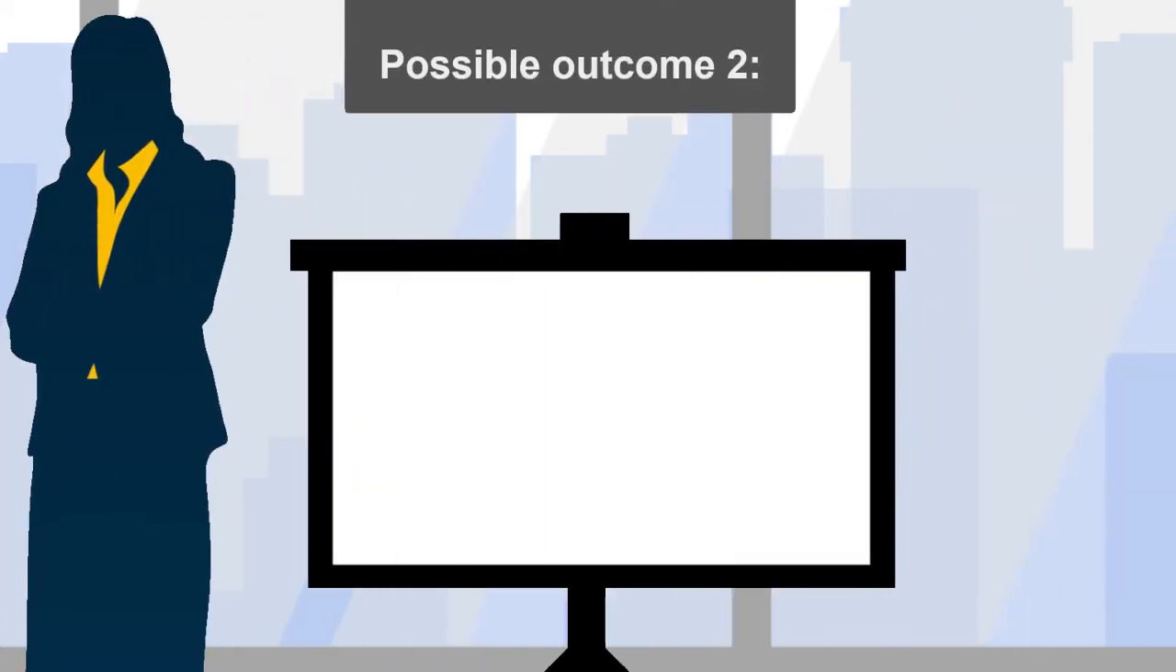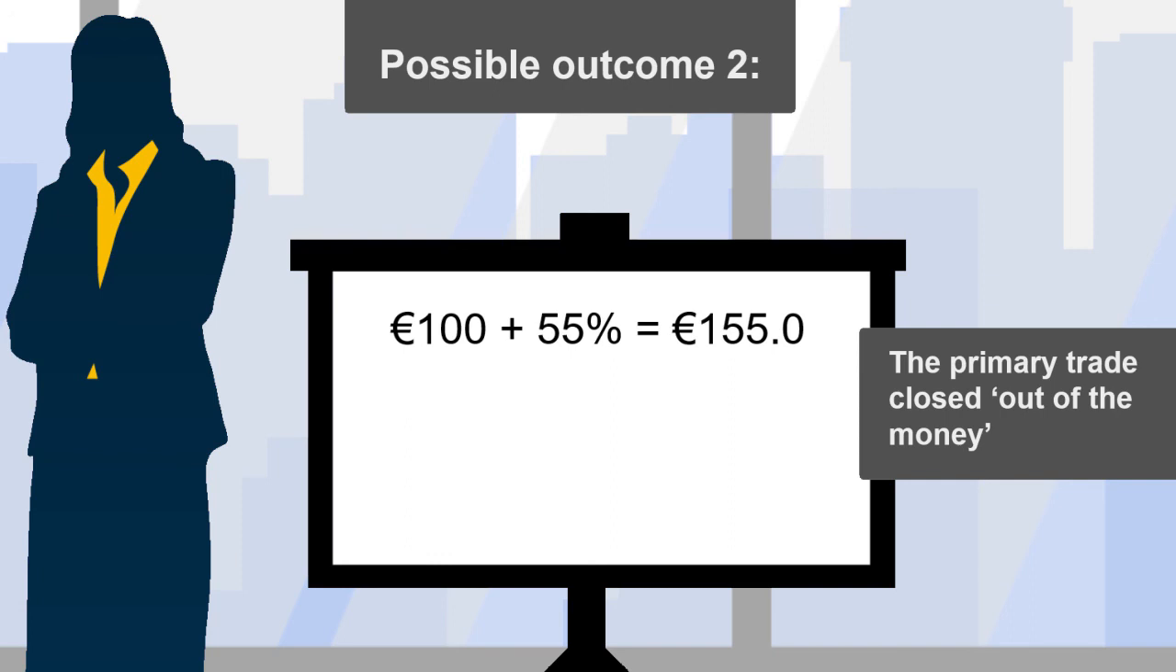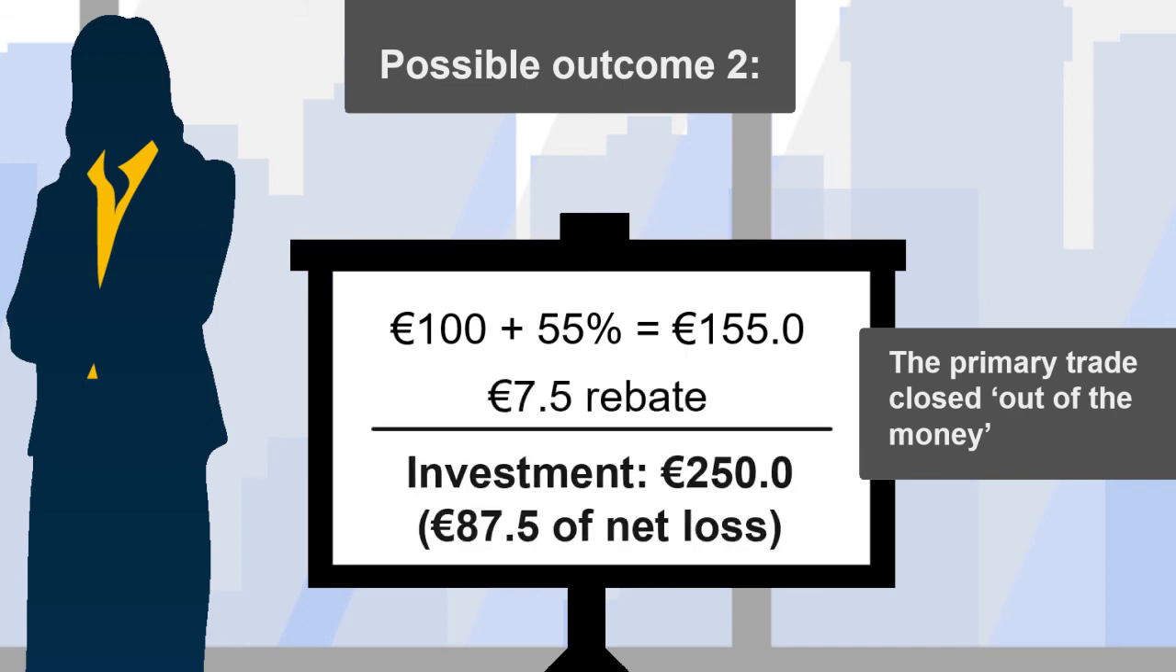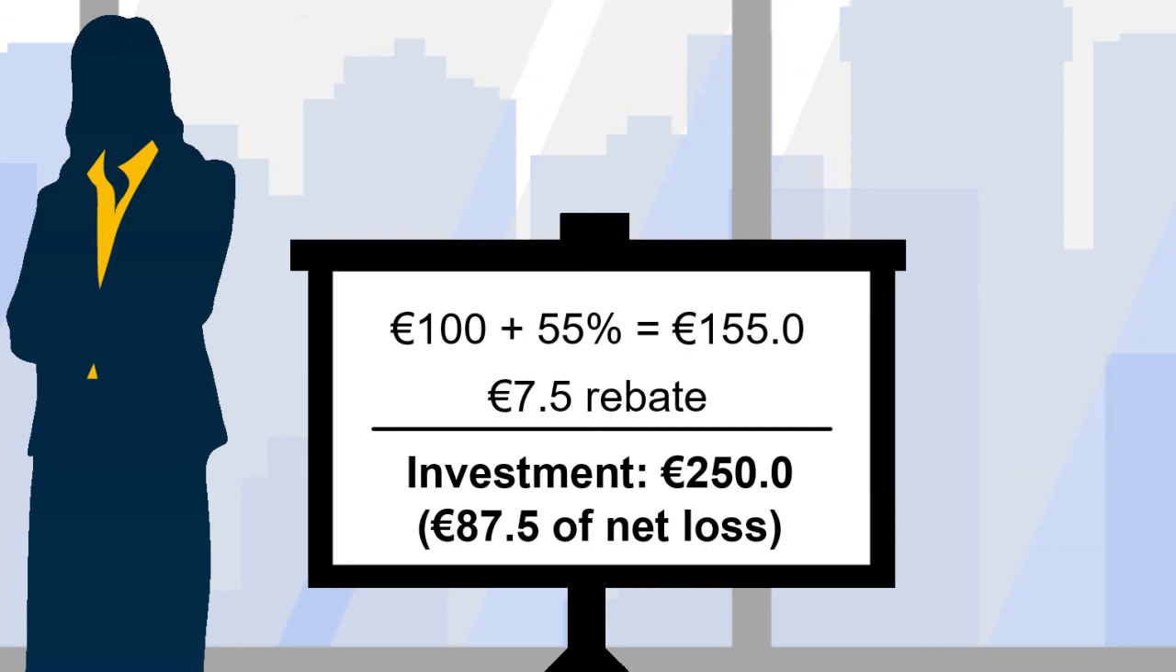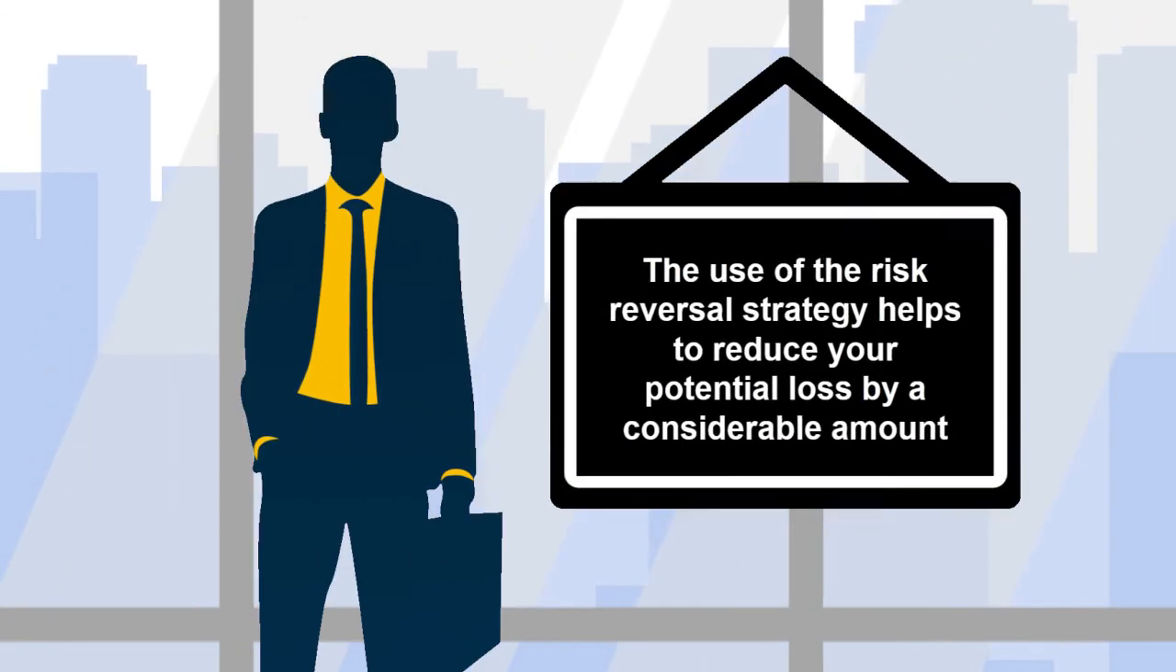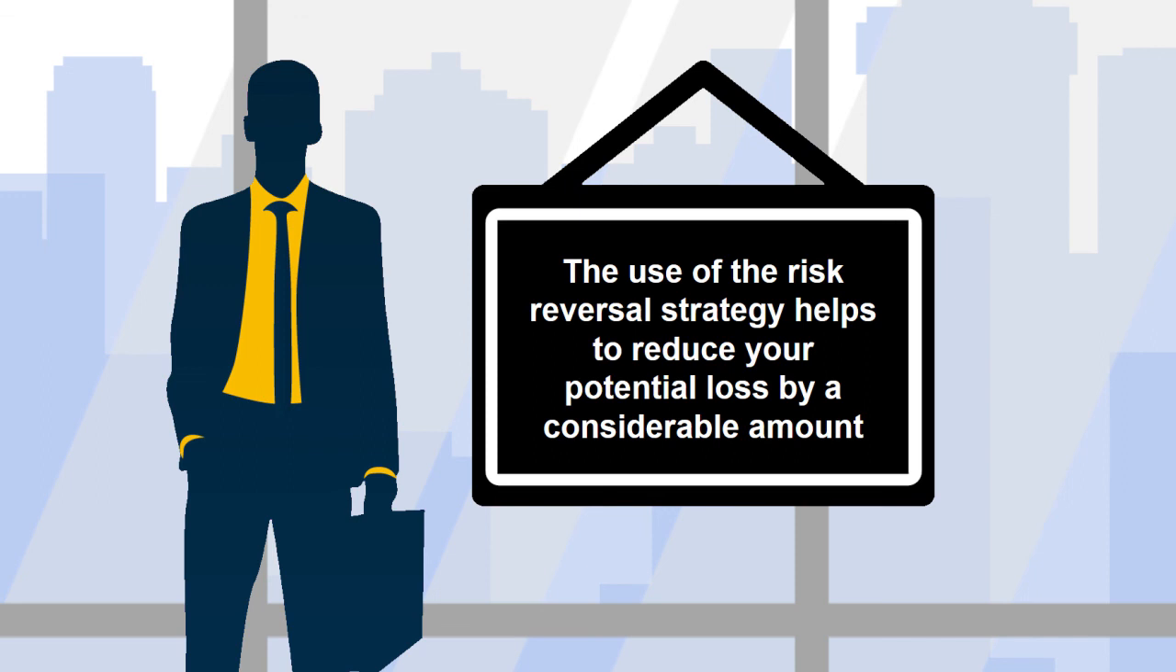If the primary trade closed out of the money, then you will only receive a total sum of 155 euros from your secondary trade plus 7.50 euros rebate from your primary trade. This means you would have made a net loss of only 87.50 euros from a total investment of 250 euros. In other words, you have managed to reduce your potential loss by a considerable amount, while managing to cover both sides of the trade.